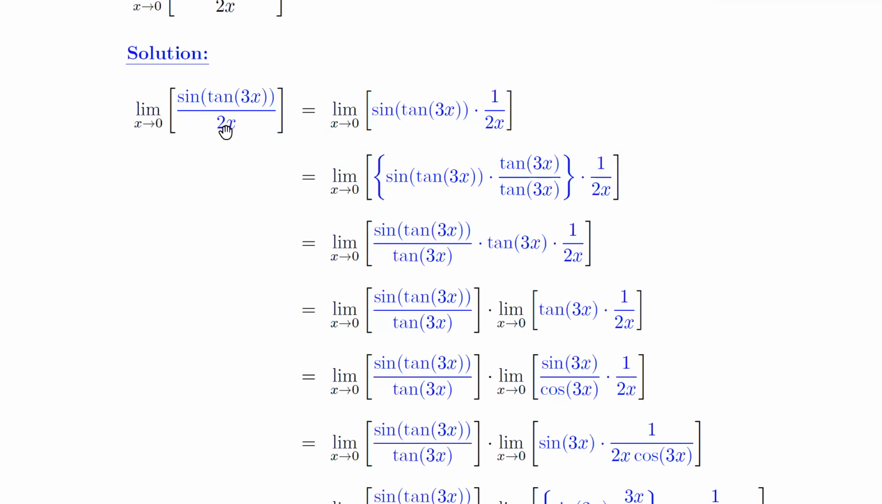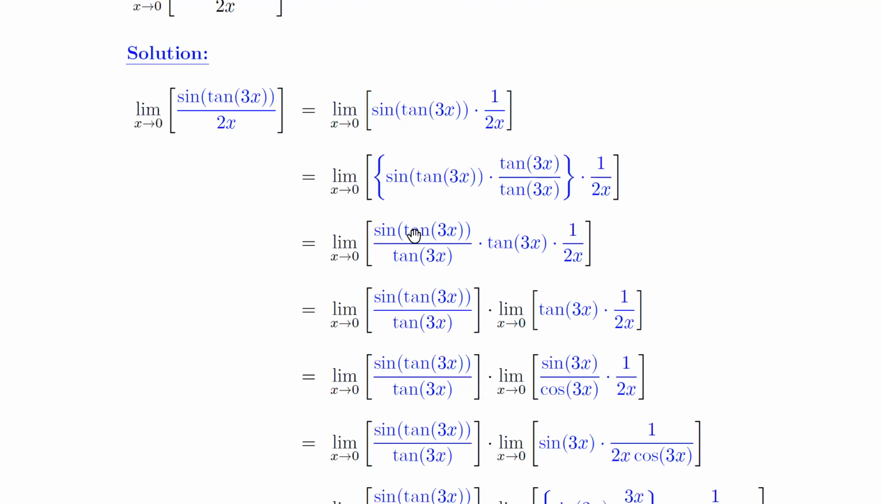So like I said, what I would do is take this 1 divided by 2x, pull it on the side here, and multiply it by this. And then I introduce a tan 3x in the denominator. Again, I have to multiply above and below if I'm going to do that. And then write this tan 3x in the denominator under the sine of tan 3x. This second tan 3x in the numerator, I can pull it on top of the 2x.